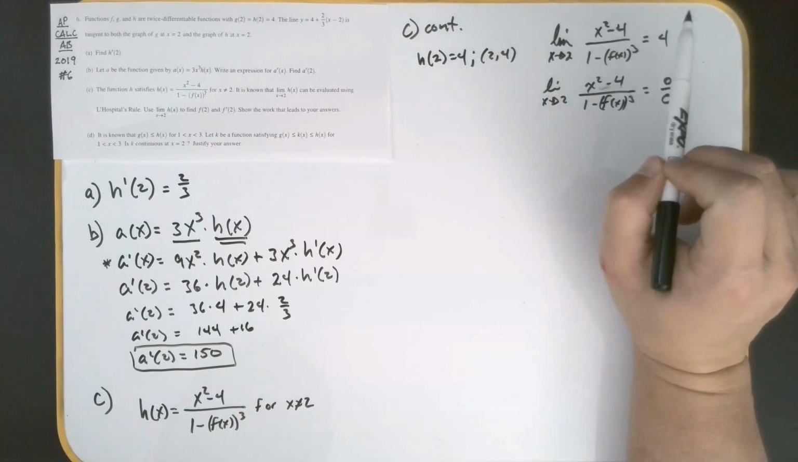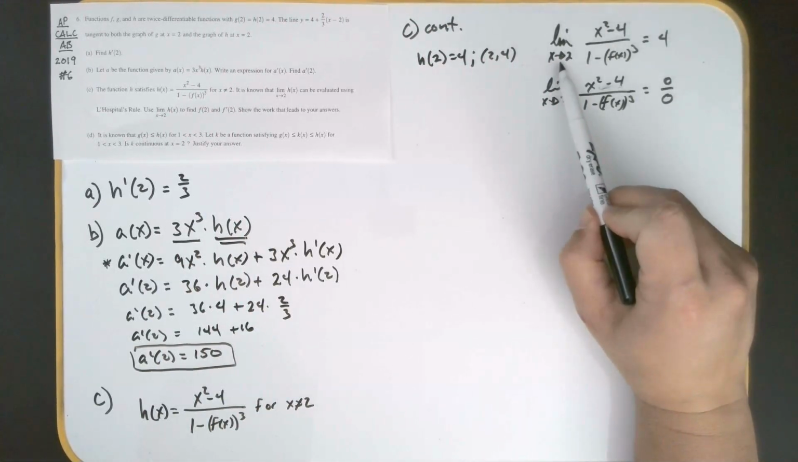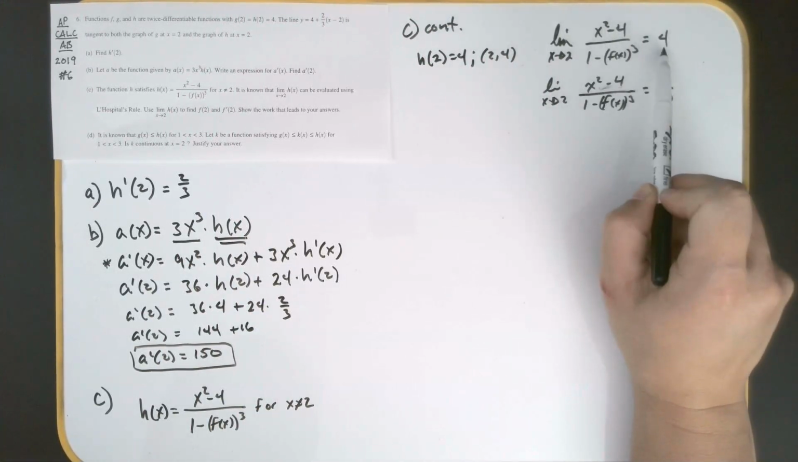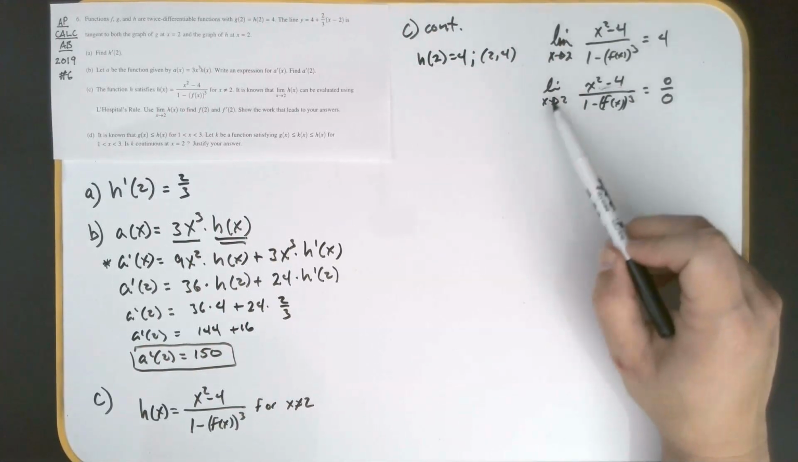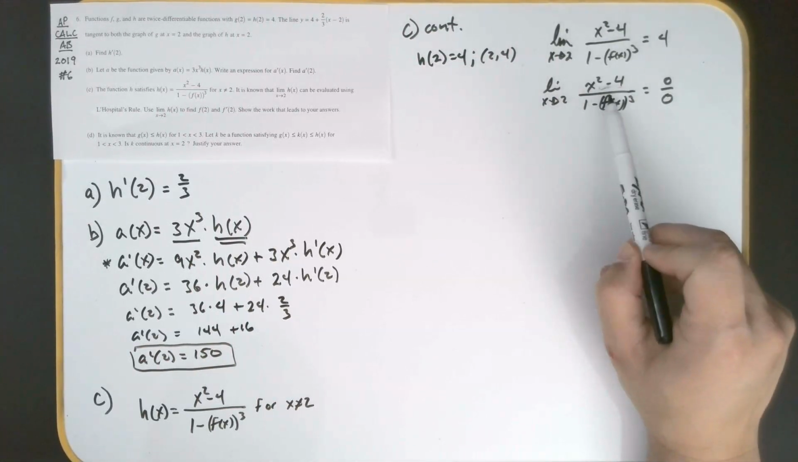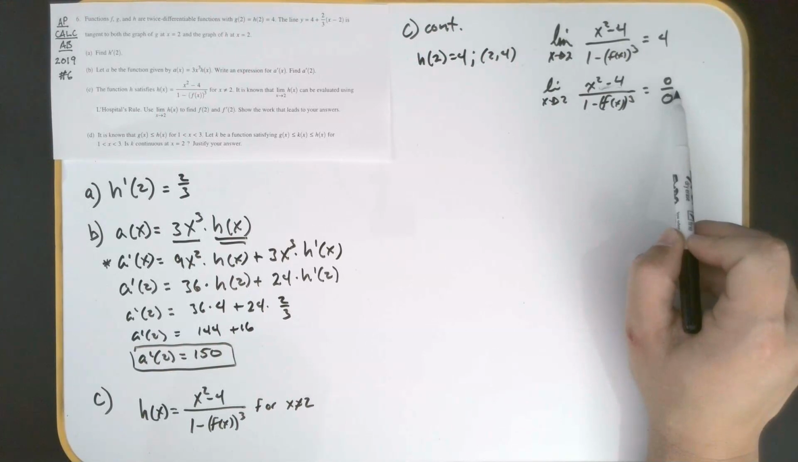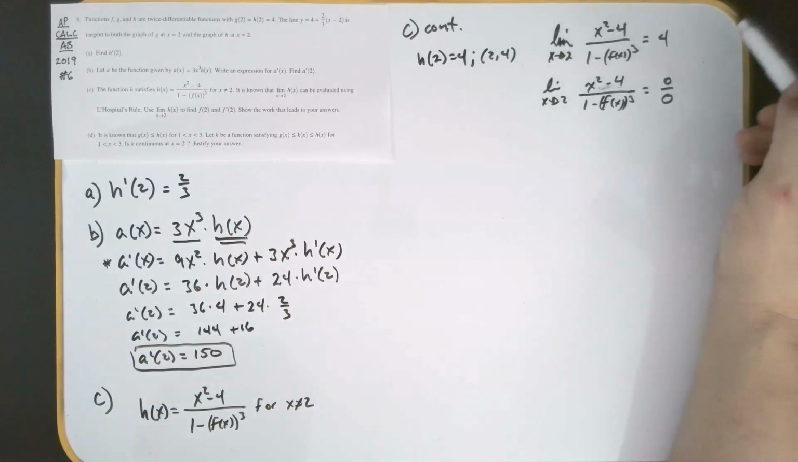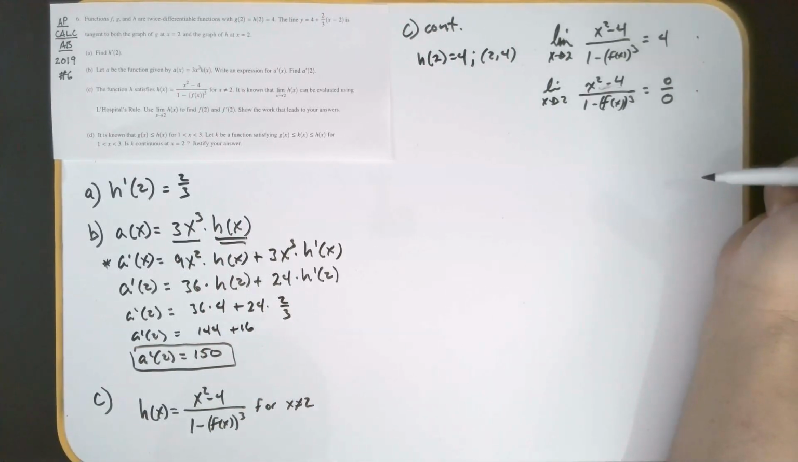So I know two things at the same time. I know the limit as x approaches 2 of h of x is equal to 4, but I also know the limit as x approaches 2, if I go there directly, is going to give me an indeterminate form because it says L'Hopital's rule could be used. So these two things I know are true at the same time.